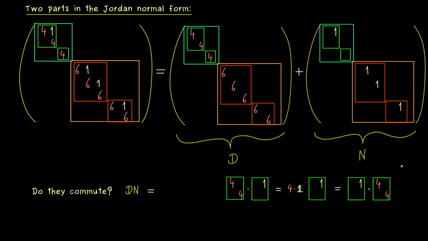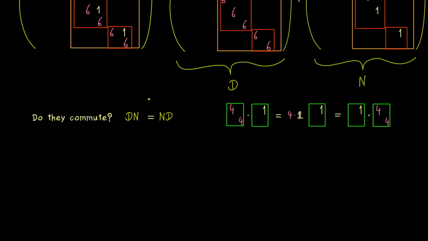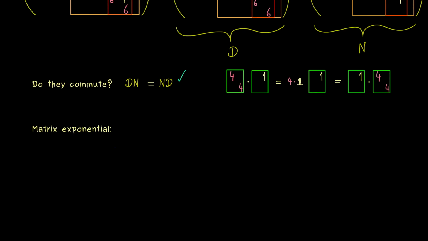And obviously this works for every other Jordan box as well, because the form of the Jordan box is always the same. So in total, we immediately get that D times N is the same as N times D. So the result is both matrices commute. And this is an important ingredient of our Jordan normal form because we can use it for the so-called matrix exponential. This is a matrix construction which works for every square matrix A. And the resulting new square matrix is what we call exp of A.